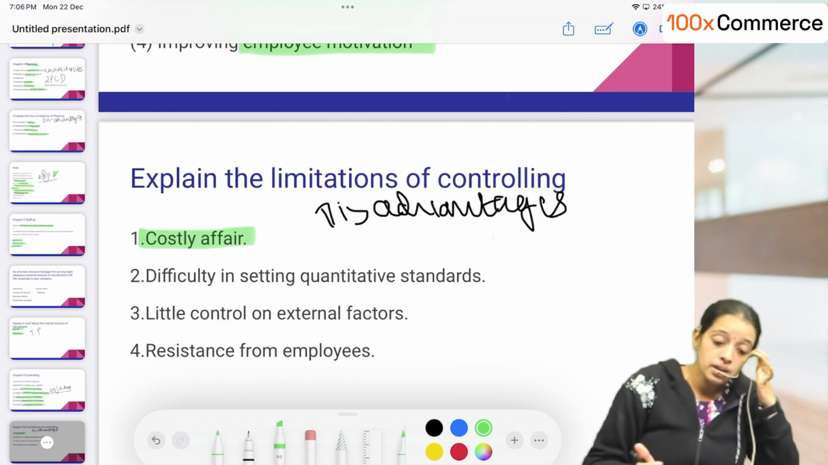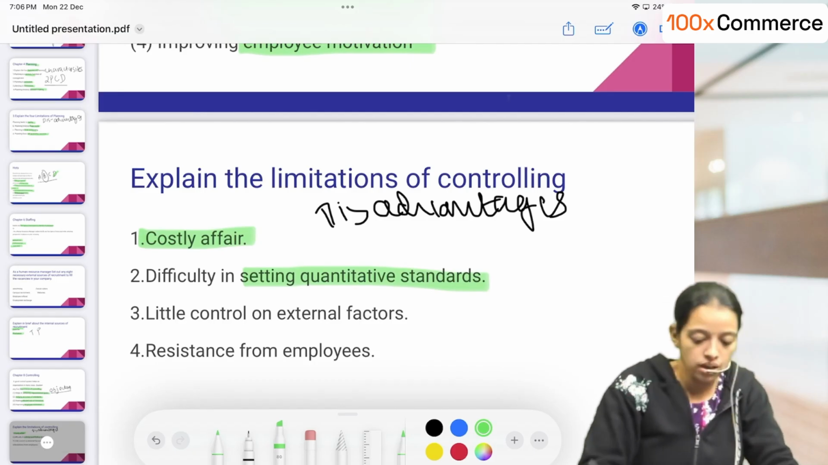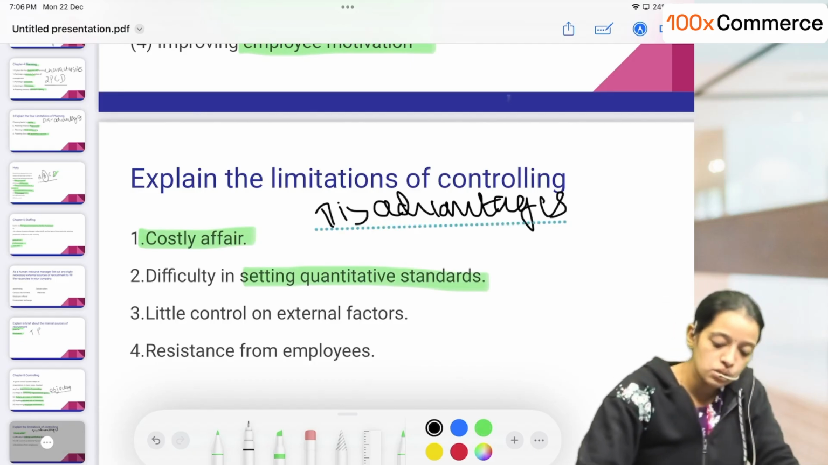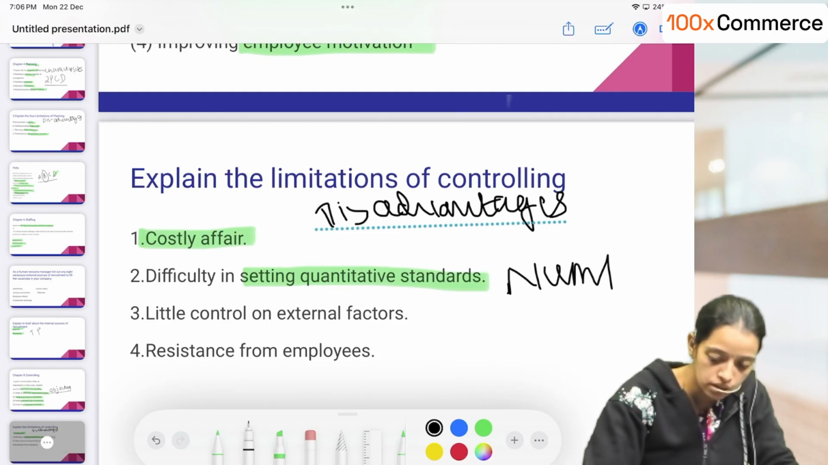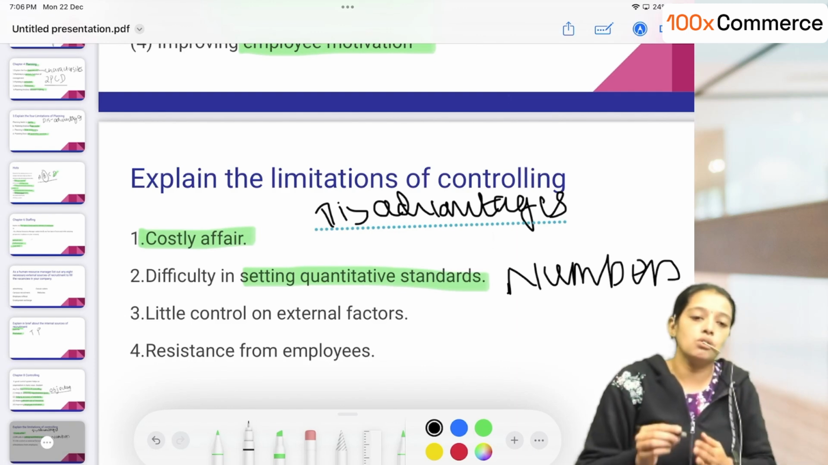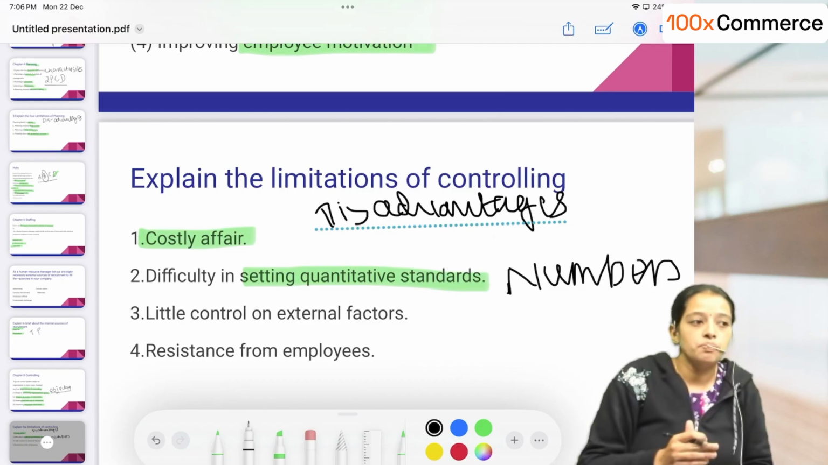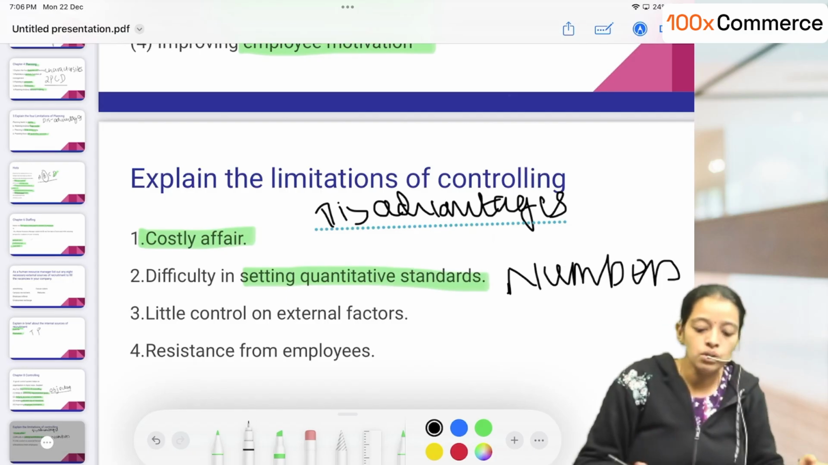Next one will be, there is a lot of difficulty in setting quantitative standards. Quantitative standards means what? Which can be measured in terms of numbers. Okay, so it is very difficult to set up the numbers. This much only has to be done, or this much particular production or number of units of production only should be done. It is actually very difficult to define.